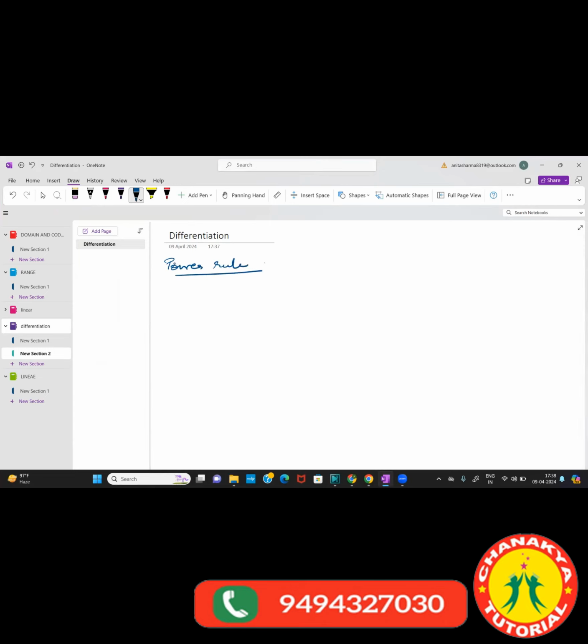The power rule was basically when you are given a function and its power. Suppose this is x to the power 5. Then what is its differentiation, dy by dx or y dash? You can write 5x to the power 4. Yeah, good.